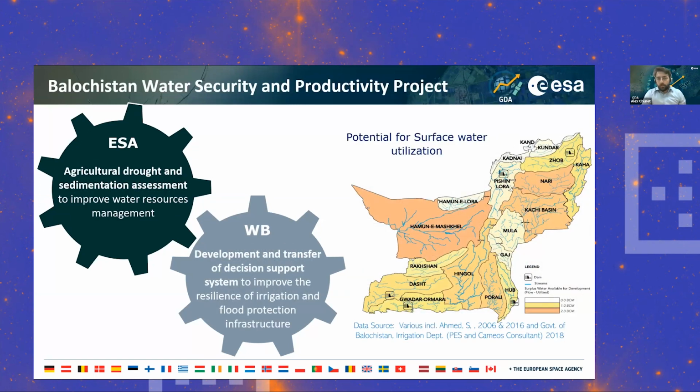Another example is in Pakistan. Here, it was more about agriculture drought and sedimentation assessment to improve water resources management. Again, here the complementarity has been with the World Bank actually covering the development and transfer of a decision support system to improve the resilience of irrigation and flood protection infrastructure. So again, here it's not even anymore about building skills, but it's actually about building a system that then can be integrated by the local stakeholders in order to continue working with this type of data.